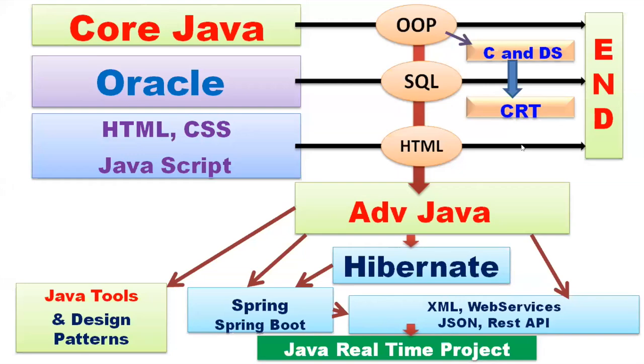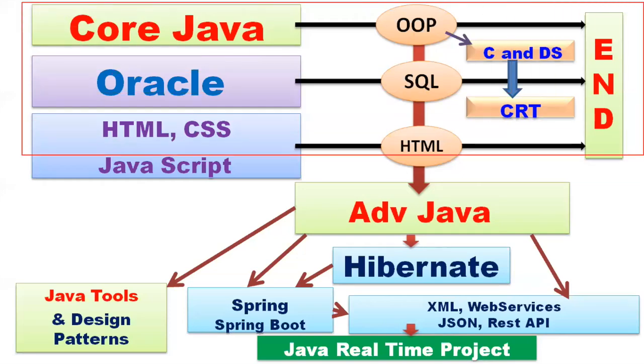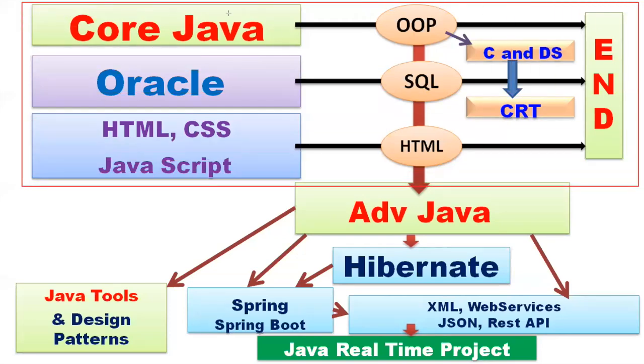So now here I want to give you the division. Per day, how many courses do you attend? 3 courses. 6 hours per day you have to spend. What are they? Core Java, Oracle, HTML. Now these 3 courses will take 3 to 4 months to complete, including holidays and all. I am telling you, 3 to 4 months it will take.